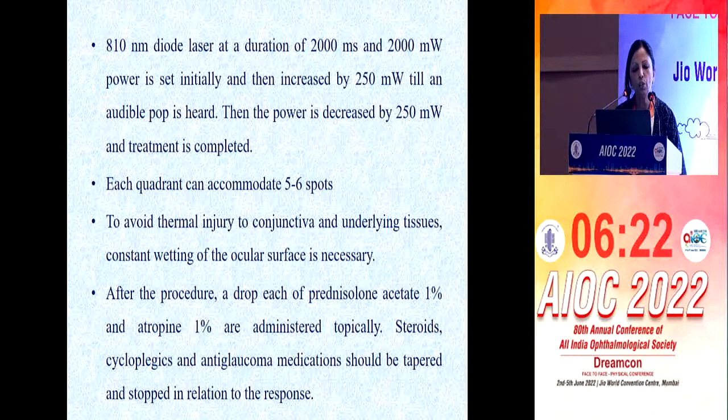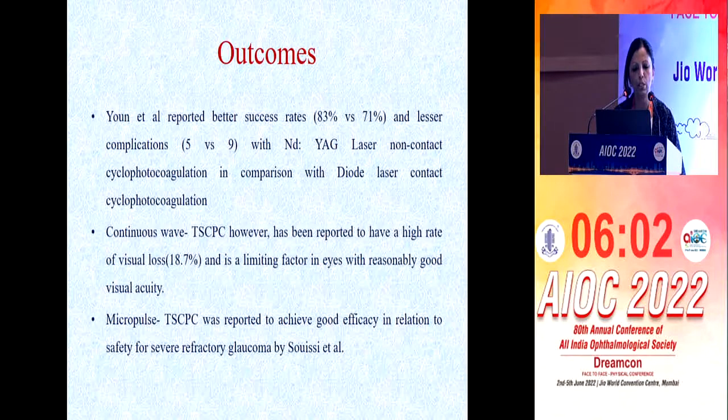setting. Each quadrant can accommodate about 5 to 6 spots, and to avoid thermal injury to the conjunctiva and underlying tissues, constant wetting of the ocular surface is necessary. And after the procedure, drops of prednisolone acetate and atropine are administered. Steroids, cycloplegics, and anti-glaucoma medications should be tapered and stopped in relation to the response.